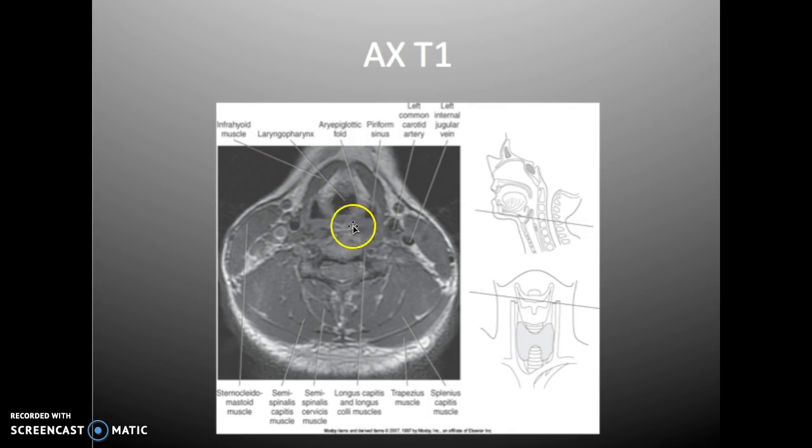We have your piriform sinus on either side, your left common carotid, your left internal jugular. Around the back we have your trapezius with your splenius capitis. I want you to know your semispinalis cervicis muscle there and your semispinalis capitis muscle. This is your sternocleidomastoid muscle coming across. See, it's more anterior as we get lower.